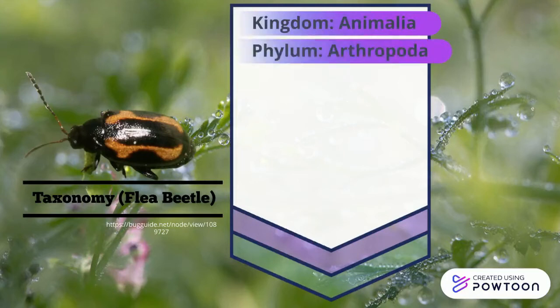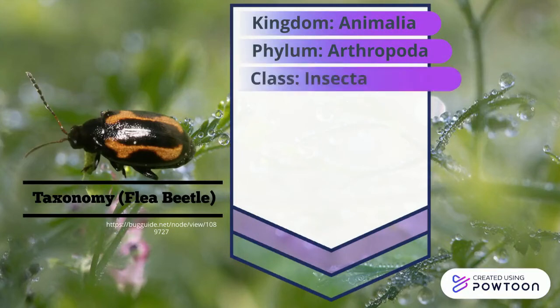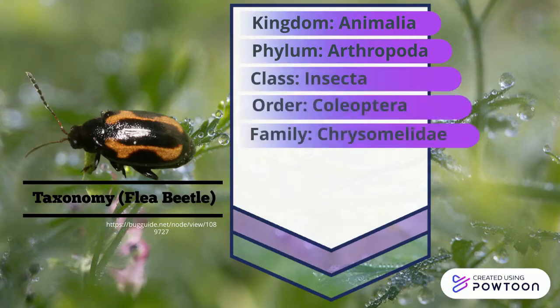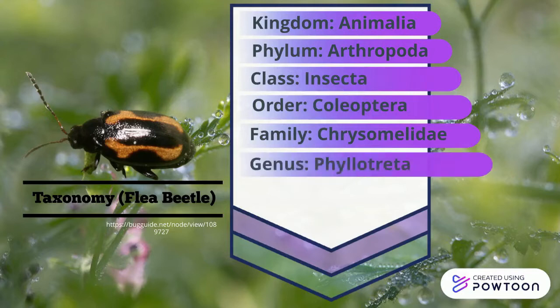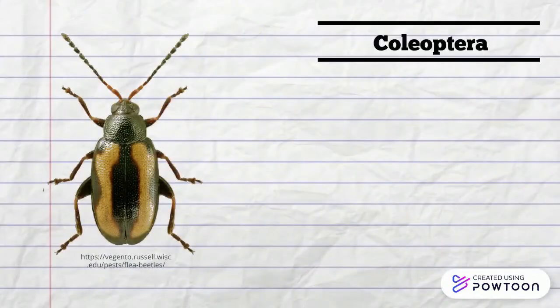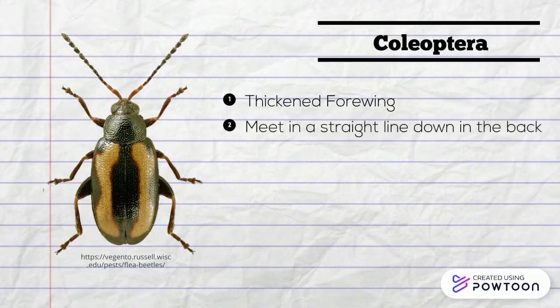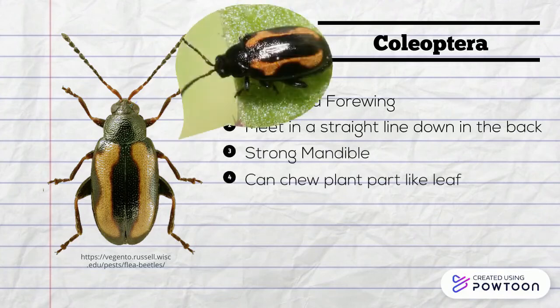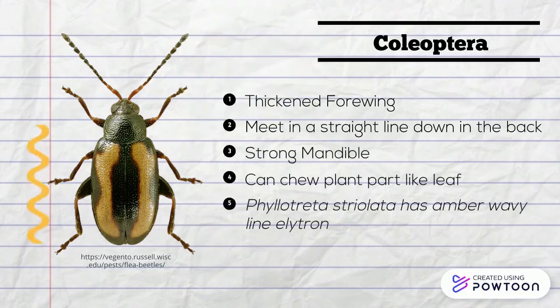Under the phylum Arthropoda, the class is Insecta, the order Coleoptera, the family is Chrysomelidae, the genus Phyllotreta, and the species is Phyllotreta striolata. As it comes from the order Coleoptera, this pest has thickened forewings that meet in a straight line down in the back. It also has a strong mandible that can chew on tender leaves. The Phyllotreta striolata has a wavy amber line on its elytron.